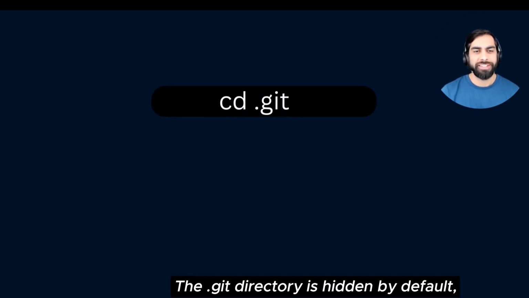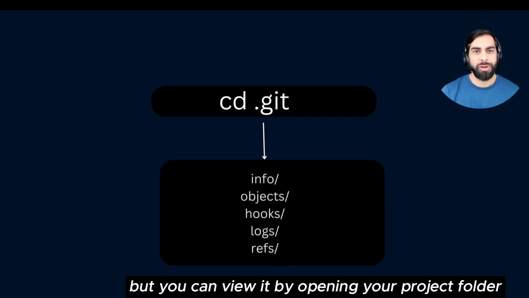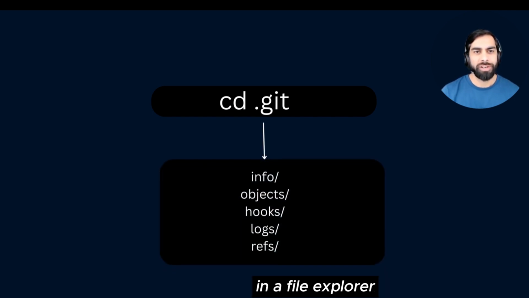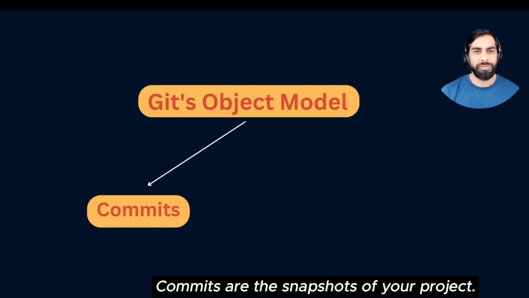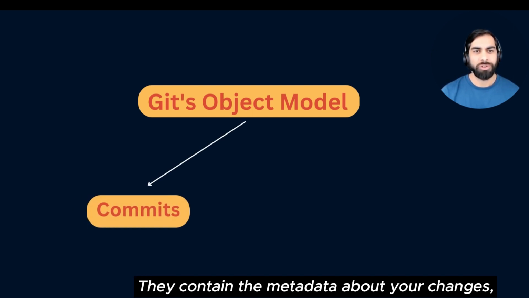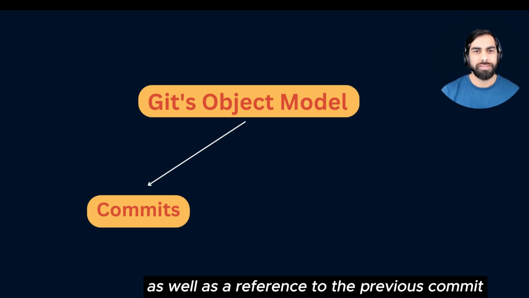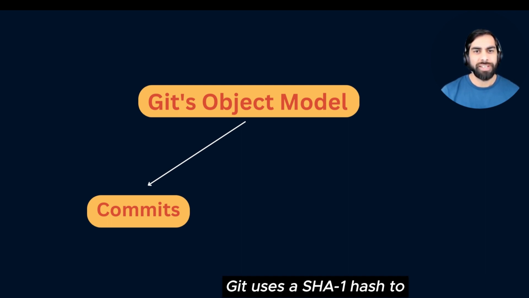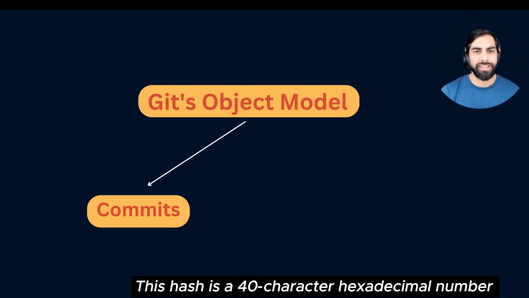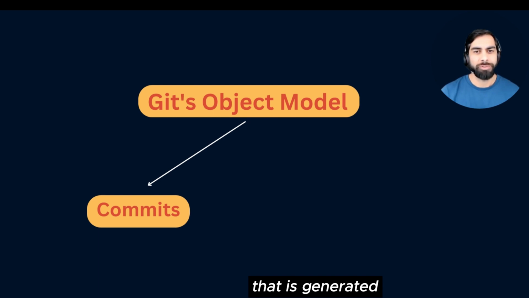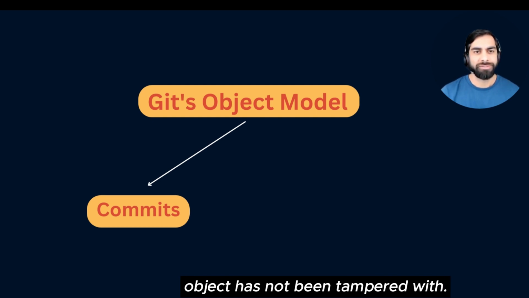The .git directory is hidden by default, but you can view it by opening your project folder in a file explorer. The .git directory contains three types of objects: commits, trees, and blobs. Commits are the snapshot of your project. They contain the metadata about your changes as well as a reference to the previous commit. Git uses a SHA-1 hash to uniquely identify each commit object. The hash is a 40-character hexadecimal number that is generated from the contents of the commit object. The SHA-1 hash is used to ensure that the commit object has not been tampered with.